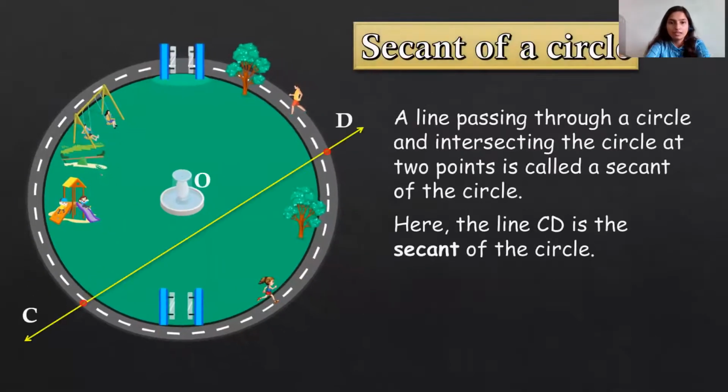Okay, so now it's time for the secant of a circle. So a line passing through a circle and intersecting the circle at 2 points is called the secant of the circle. So here CD is the secant of the circle.